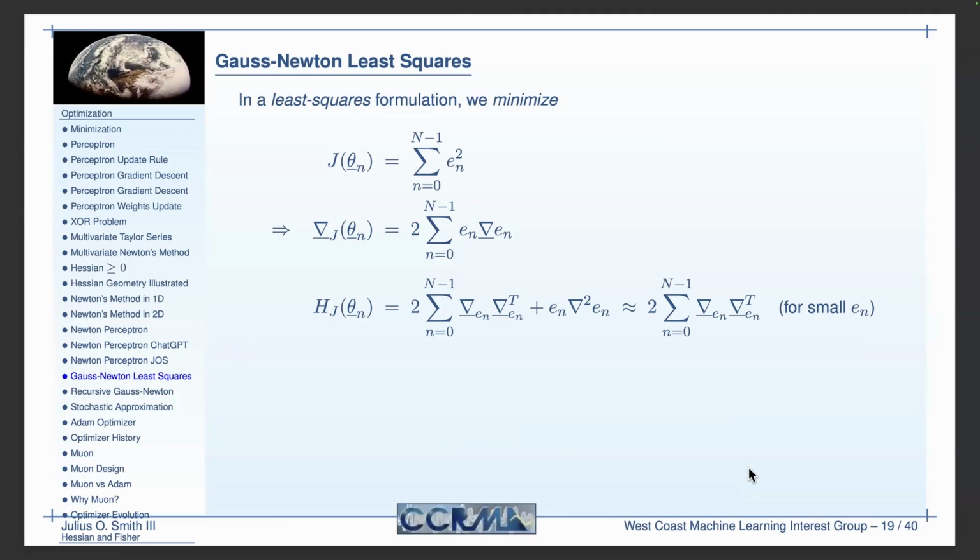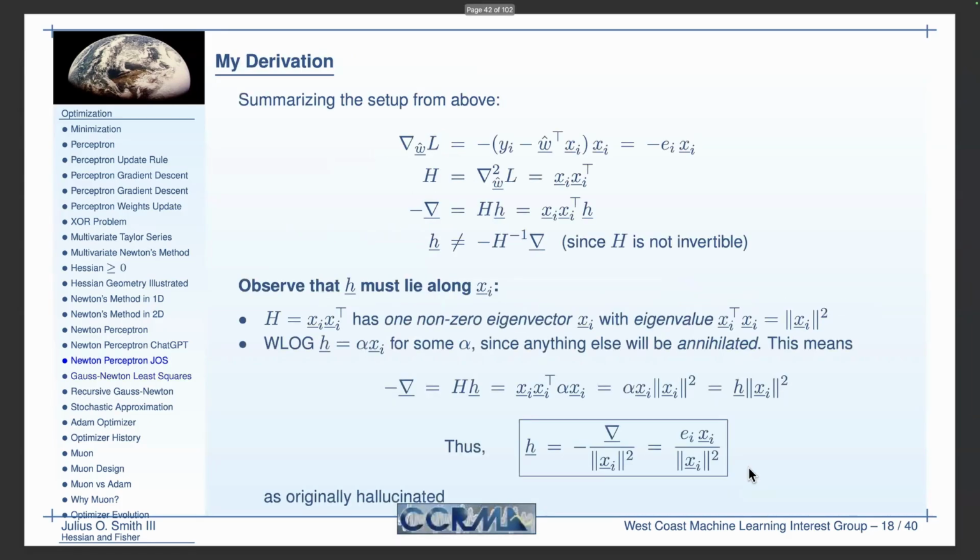My next topic was Gauss-Newton and then stochastic approximation and then Muon. And I can turn the floor over to anyone else. So we're doing pretty well on time.